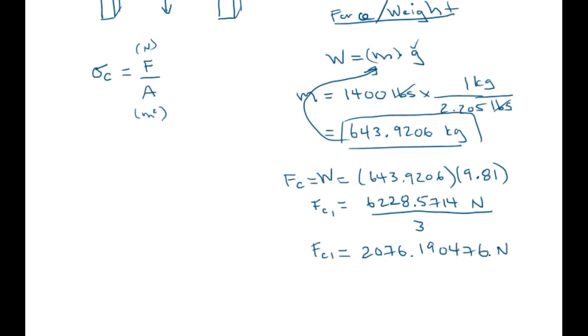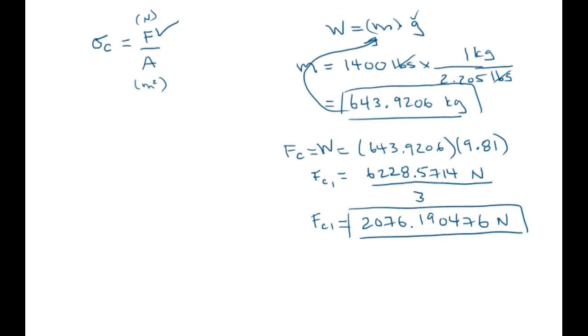Which ends up being 2,076.190476 newtons. And again, we want to maintain all of our decimal places, or as many as we can, until the very end. So we're partway there. We have our force in one column. So now we need our area component.